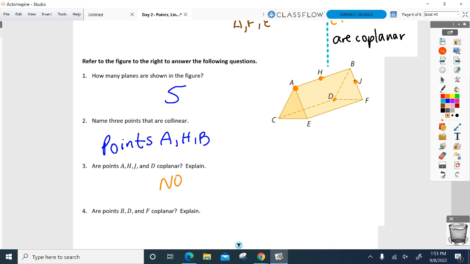All good there? All right, now let's turn our attention. What about B, D, and F? You said there are five. Are B, D, and F on one of those five? Yes, correct. Right here, it's on that back one right there. Okay, see the difference between example 3 and 4, why it's no versus yes. Do you understand what coplanar is now? Good?